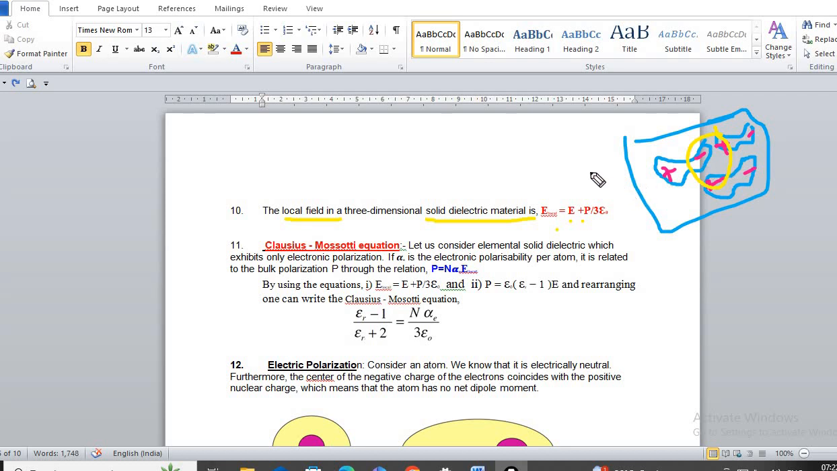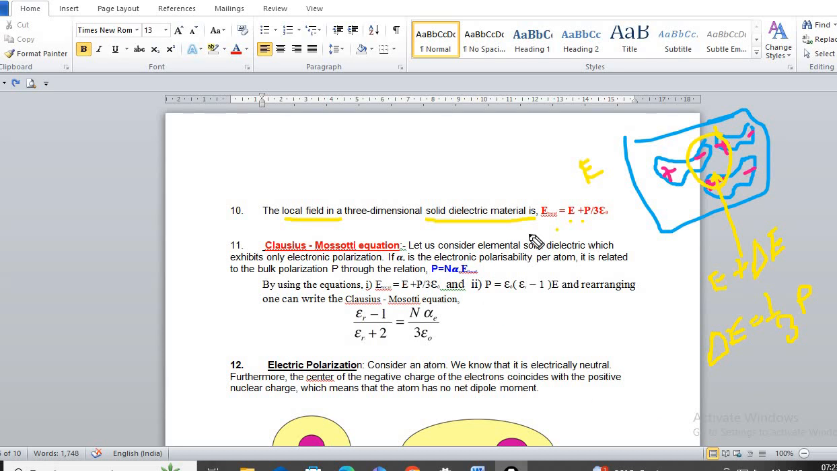So obviously you are applying some field here. Now here, somewhere here, the field increases. The field becomes E plus some delta E. And what is the delta E? Delta E is given as 1/3 of P. What is P? P is the polarization.